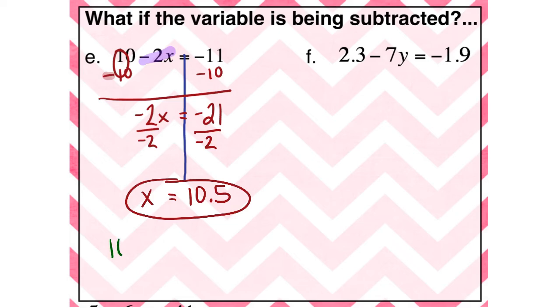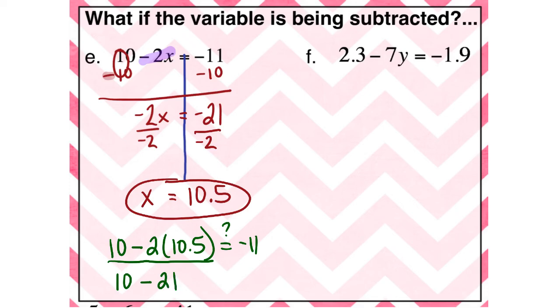If you want to know if you did this right, you go right ahead and you fill in your number. You do 10 minus 2 times 10.5. You want to see if that equals negative 11. Now, if you have a calculator like we use in school, you can type in everything that I have underlined right here all at once. What I'm going to do is I'm going to do 2 times 10.5, and I get 10 minus 21, and I'm going to see if that equals negative 11. Again, type that in. It does.